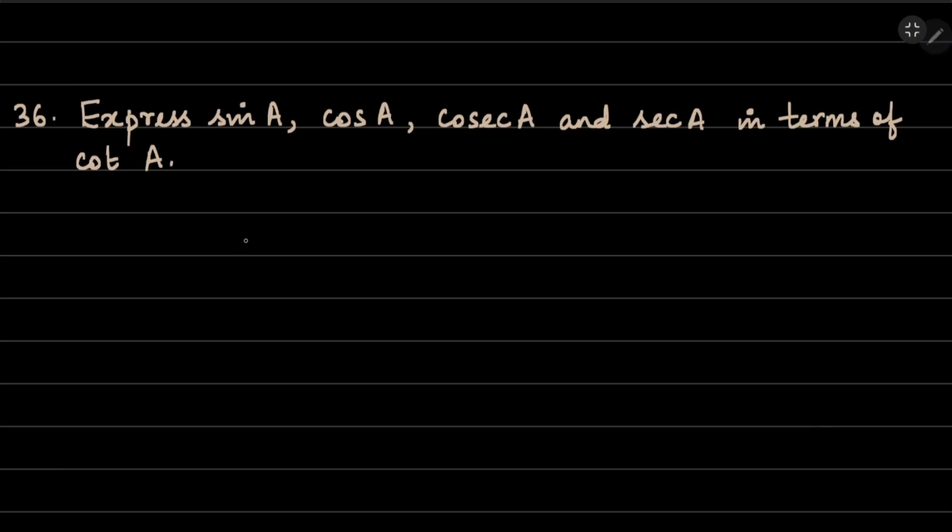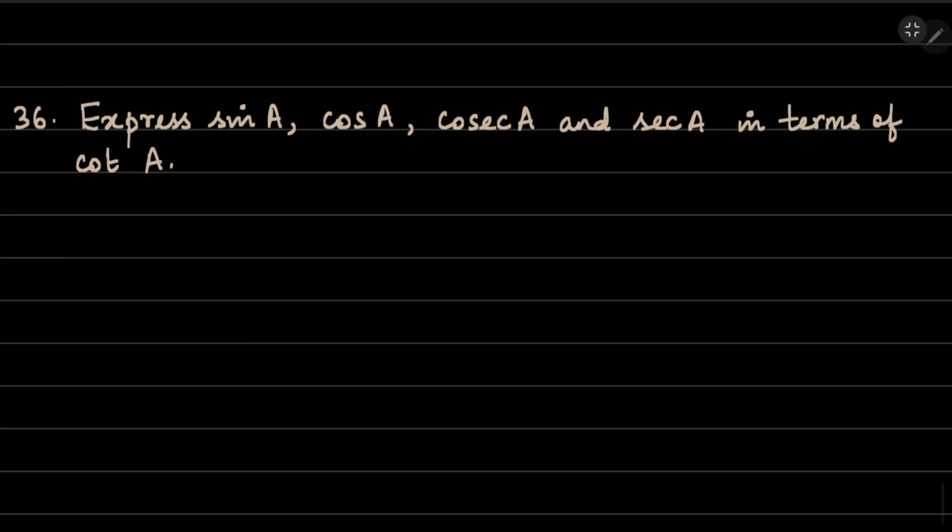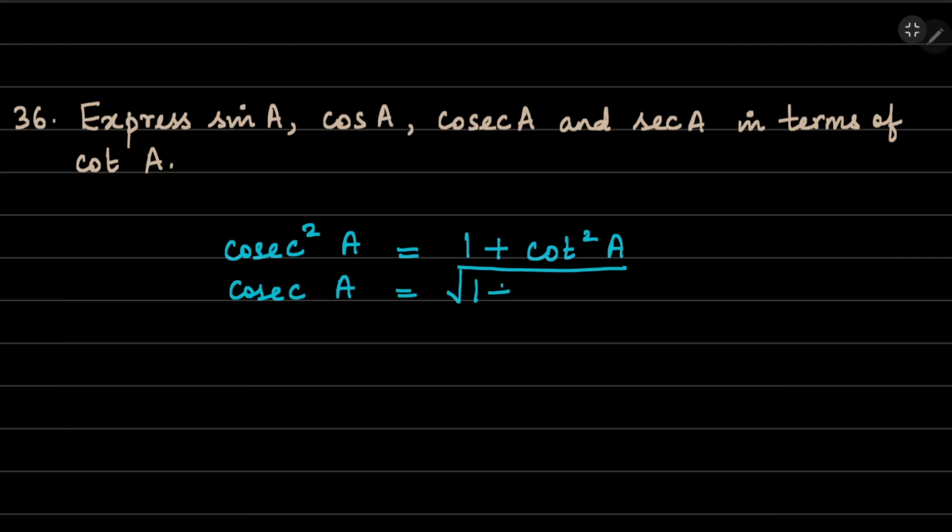Very easy. First of all, you should know cosecant, right? Cosecant A. What is cosecant square A? Equal to 1 plus cot square A. So what is cosecant A? Cosecant A will be equal to square root of 1 plus cot square A. So this is 1. Okay, the first identity. You have expressed cosecant A in terms of cot A.